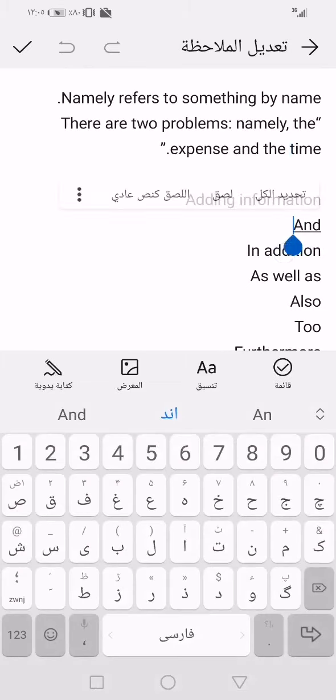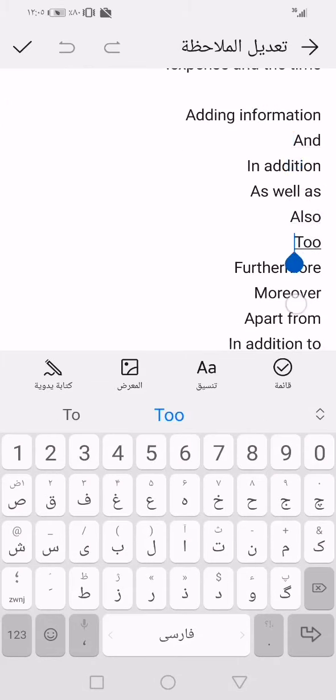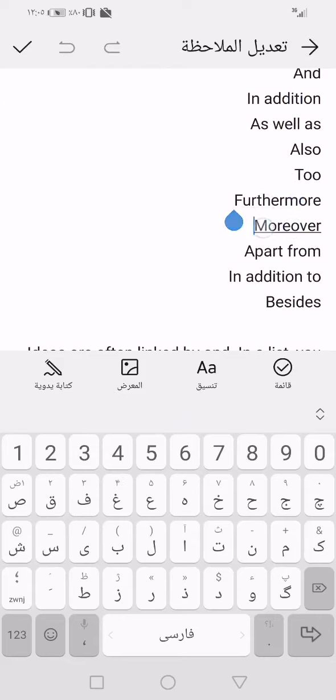And, in addition, as well as, also, too, furthermore, moreover, apart from, in addition to, besides.